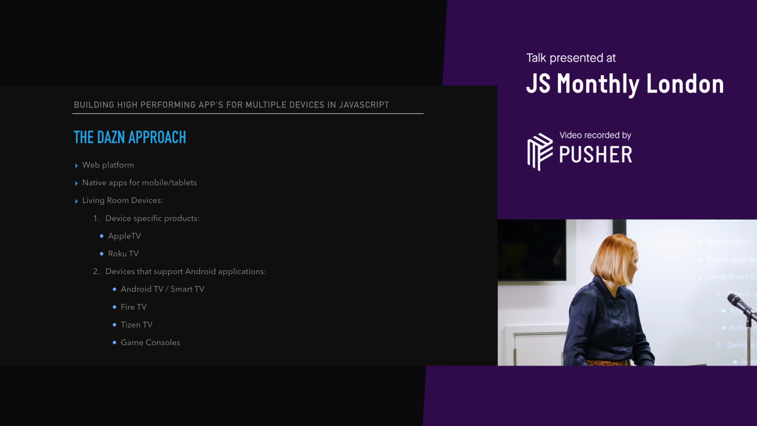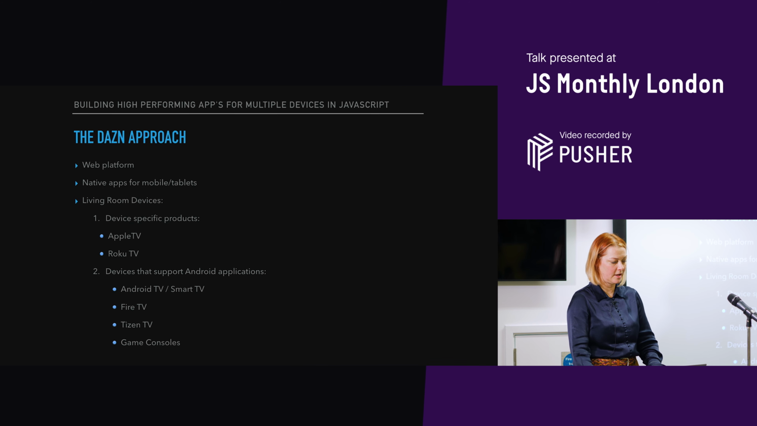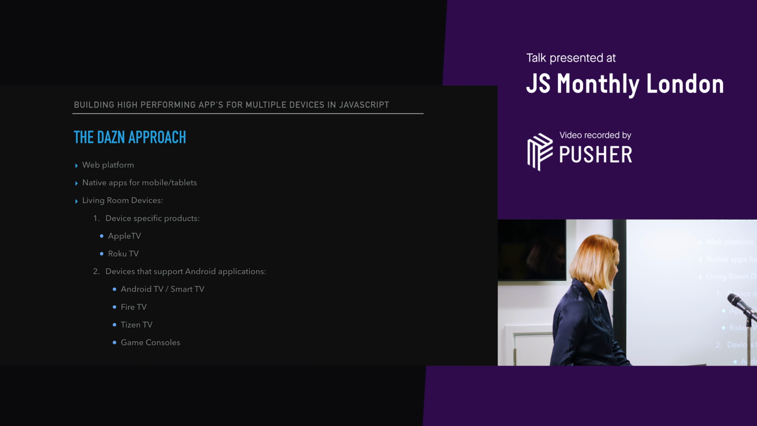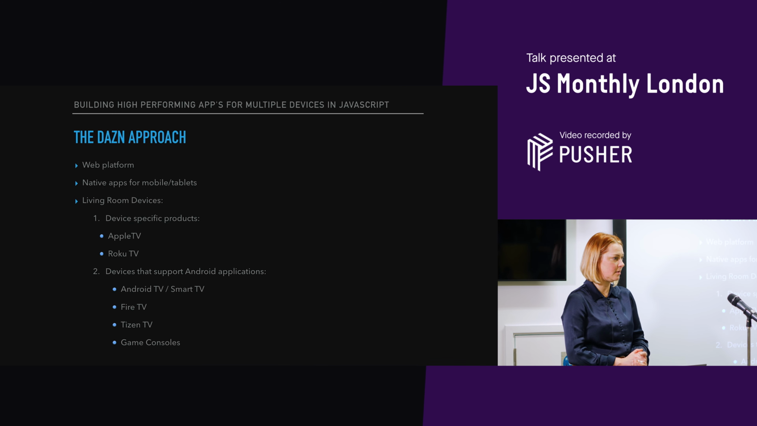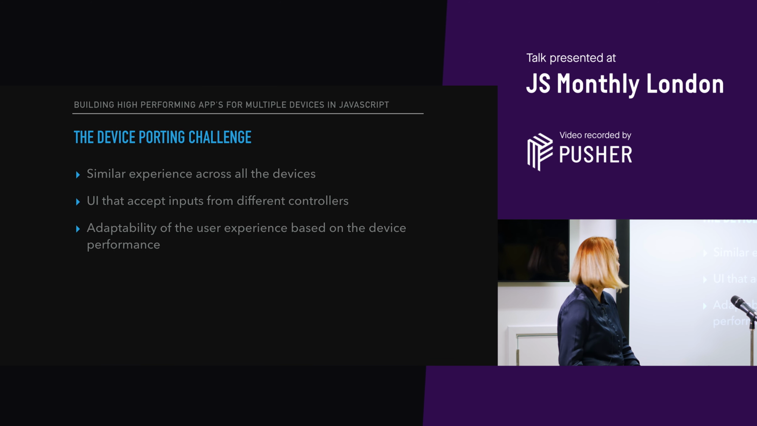Again, we have 2 big groups here, where we have device-specific products like Apple TV, Roku TV. That is especially popular in Canada and the US. However, in Europe, and Japan also, the market share is mostly on Android TVs and Fire Stick. We have DAZN TV, that is a Samsung operating system, and then PlayStation, Xbox. So the team where I'm working is called device porting.